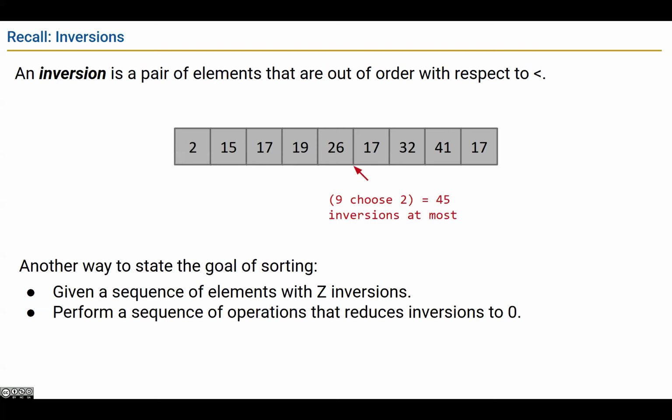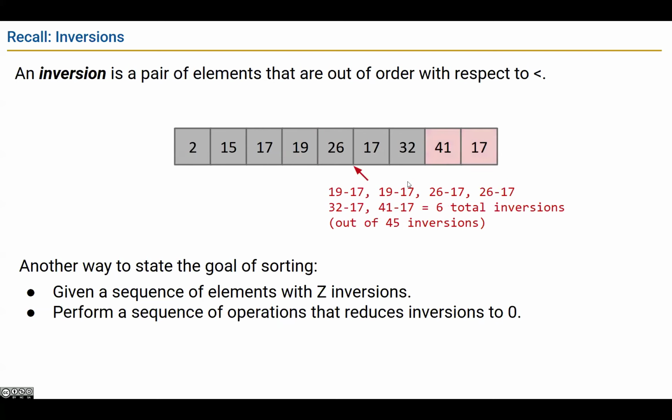9 times 8 divided by 2? Yeah, that is 36, isn't it? Darn. I did 10 choose 2 here. Sorry. My math is bad. Good point. Yeah. 9 choose 2 is 36, not 45.